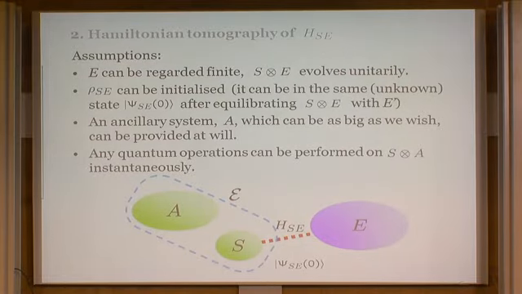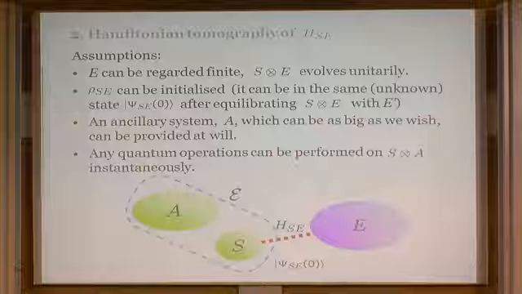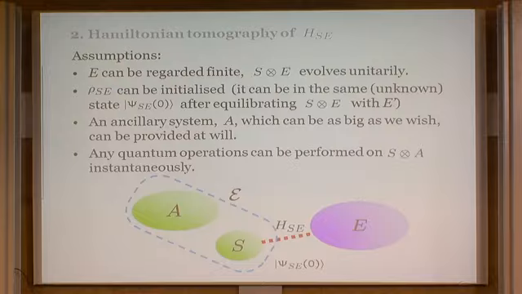Okay, but to do that, we still need some assumptions. And here is the list of those assumptions. E can be regarded as finite. And rho SE, the state of S and E, can be initialized, but we don't have to know precisely what it is. It's okay as long as we can come back to the same state, which is unknown to us. This can be done, for example, by thermalizing the entire state, S and E, using the real environment, E prime, surrounding everything here.